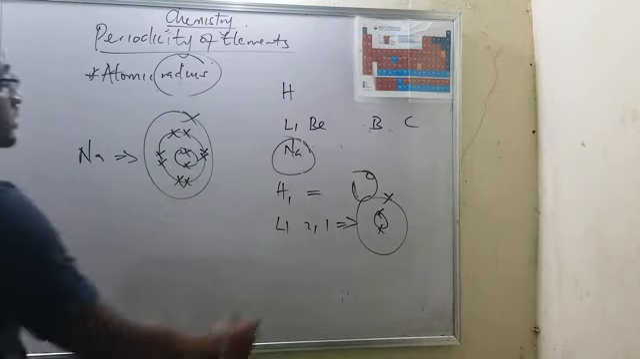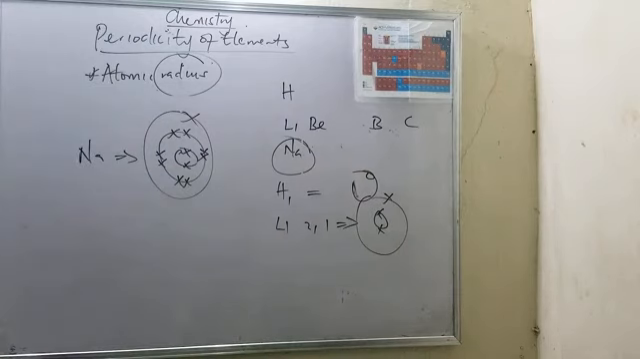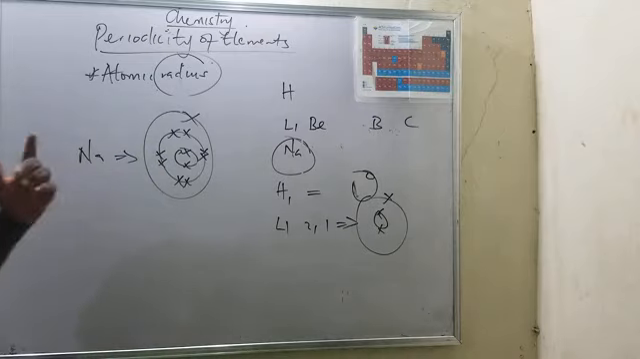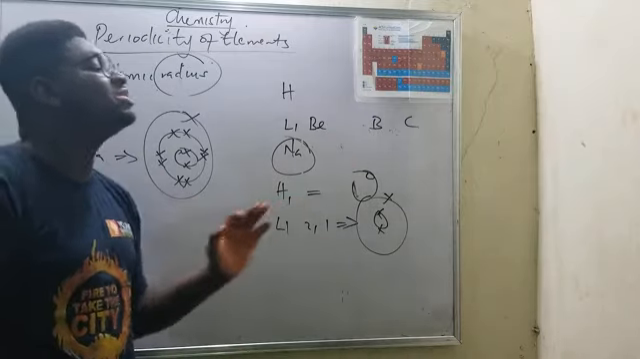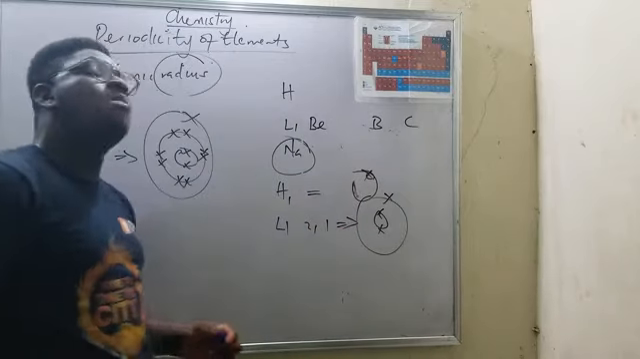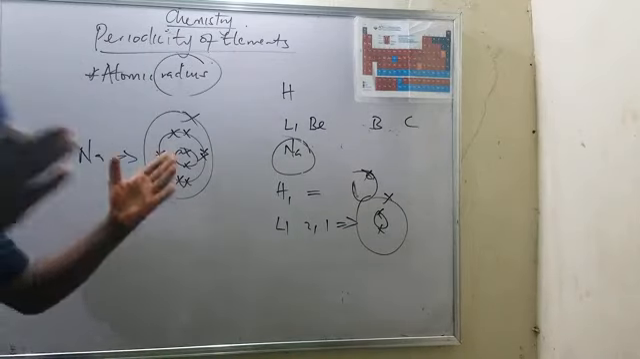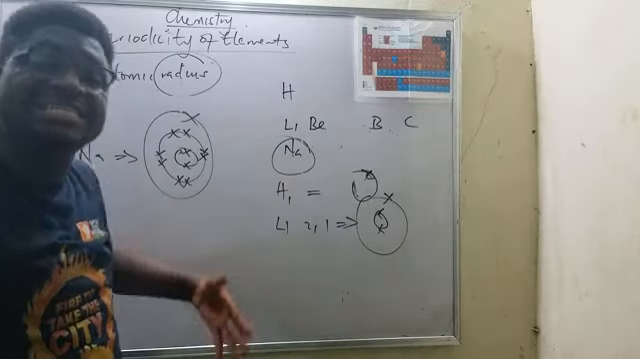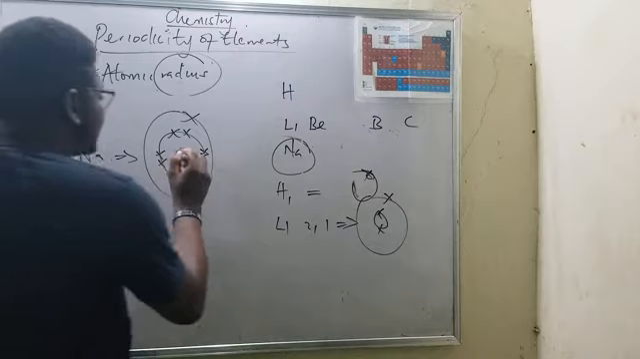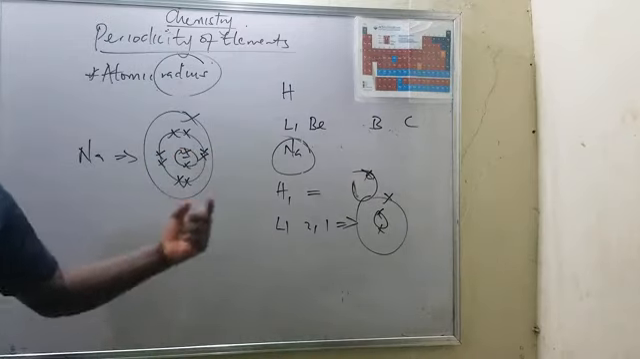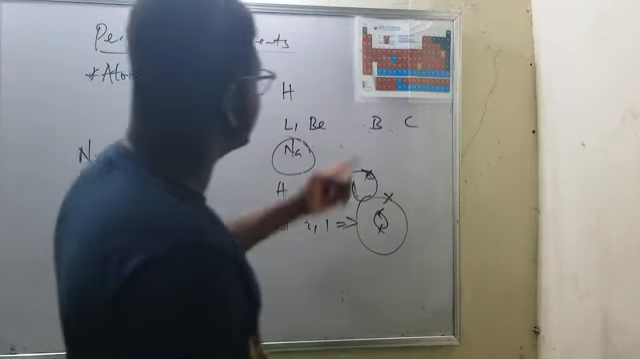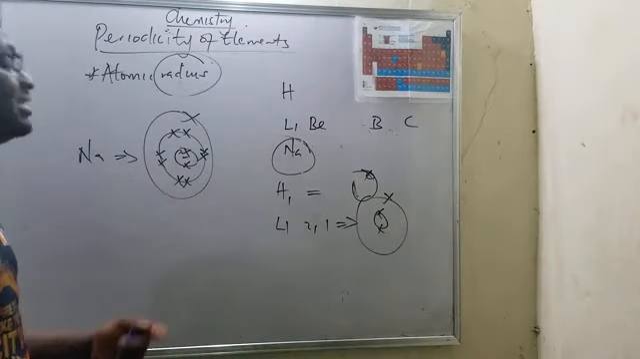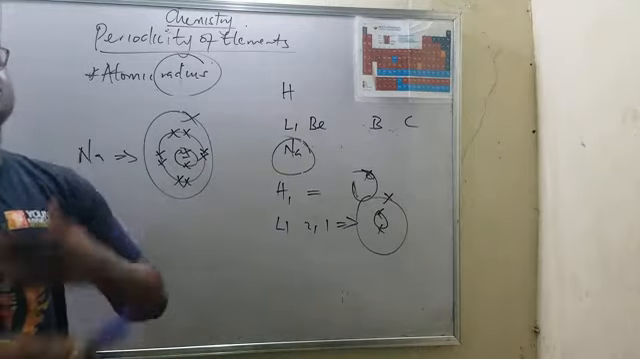Now, if you see the graduation in the sizes, you realize that as you move down the group, more shells are added, even though they all have 1 electron in their outermost shell. As a result of the addition of more shells, the atom increases in size. So the size increases from the center to the circumference, because more shells are added. Potassium has 4 shells, which is way bigger than sodium. So that is how the graduation is.